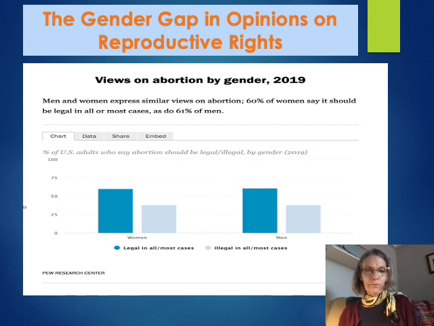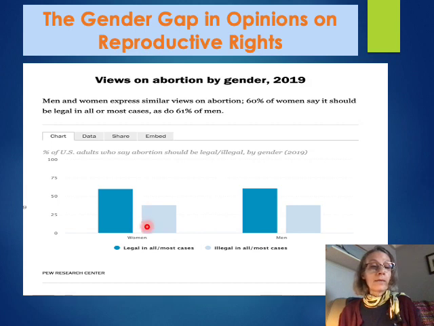So what about reproductive rights and public opinion on the issue of abortion? Do we see a gender gap there? Well, at one level, we don't really see a gender gap. This graph, again from the Pew Research Foundation, shows views on abortion in 2019 by gender. It says that men and women express similar views on abortion: 60% of women and 61% of men say that abortion should be legal in all or most cases, right? So when you look at it this way, there's really not a gender gap.